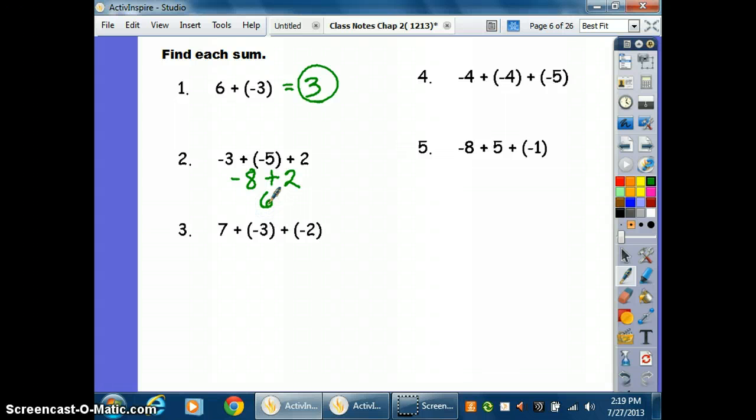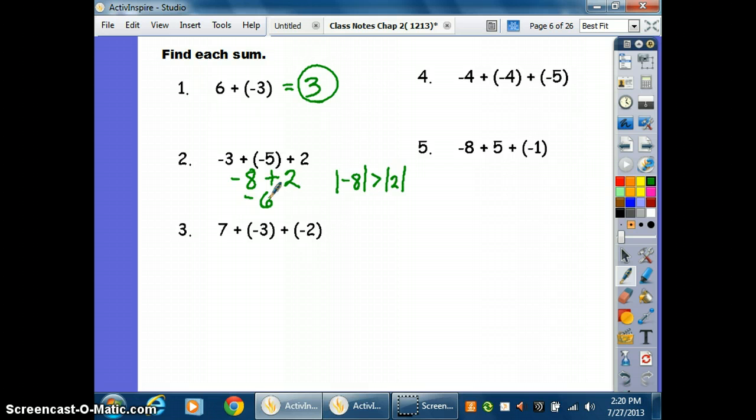Now, is the sign positive or negative? It's clearly negative because there are more negative numbers. The absolute value of negative 8 is 8, and that beats the absolute value of positive 2. This is what I'm thinking. There are more negatives. So it's negative. Let's try it again.